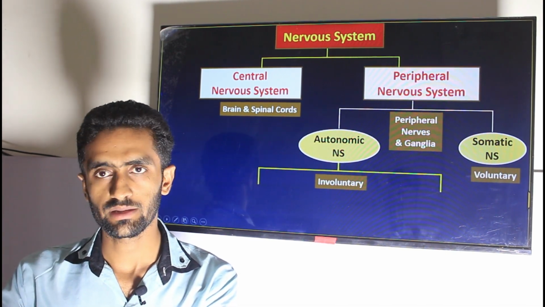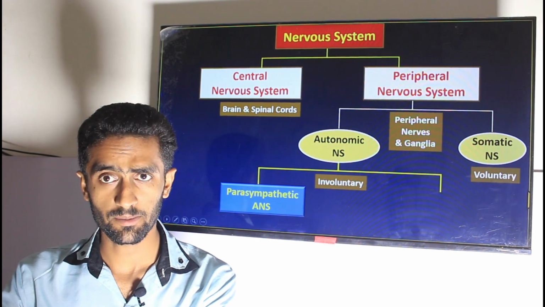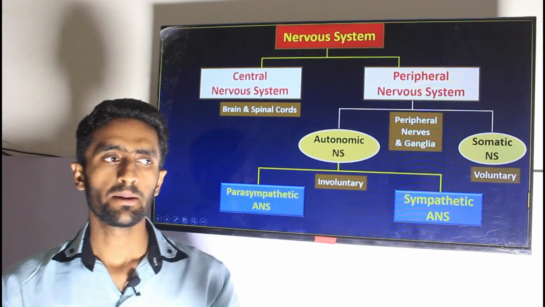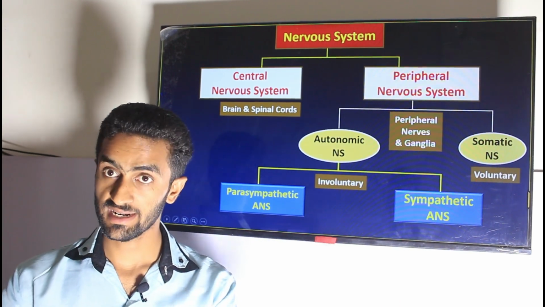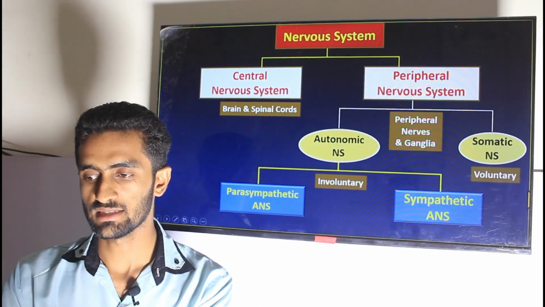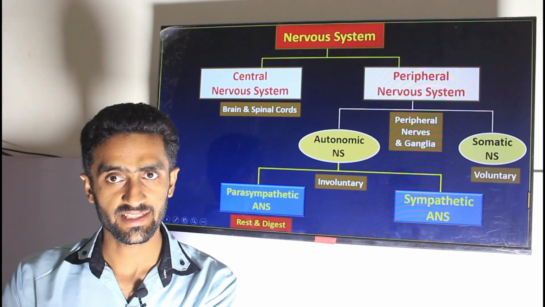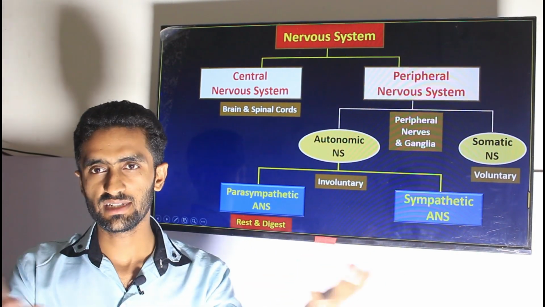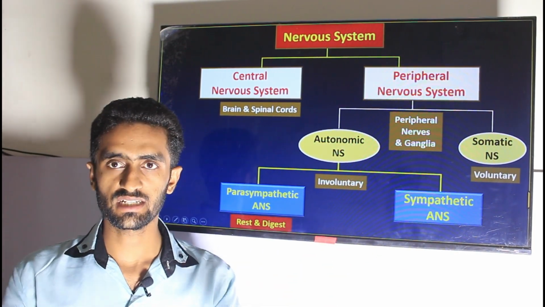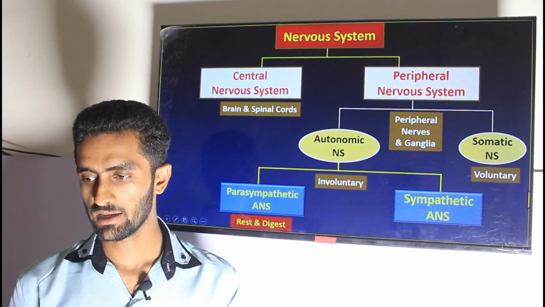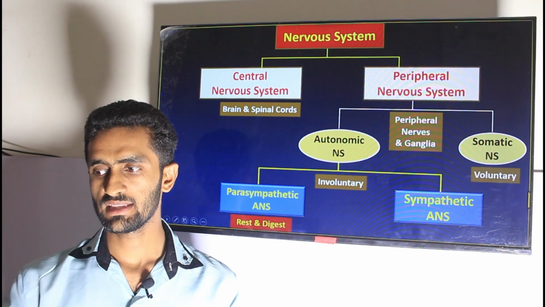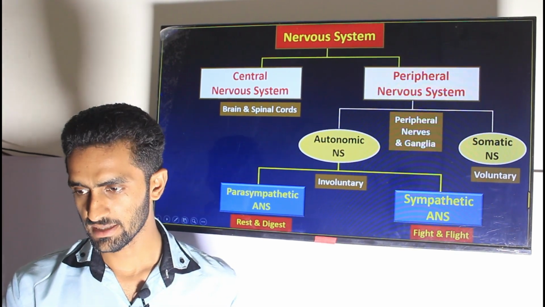In the autonomic, there are two subdivisions: one is the parasympathetic, the other is the sympathetic. Parasympathetic is simply peace, the condition of rest and digest. An easier way to say it is that your whole body is resting, especially the digestion. Your GIT mechanism is hyperactive. While the sympathetic is the fight and flight condition.